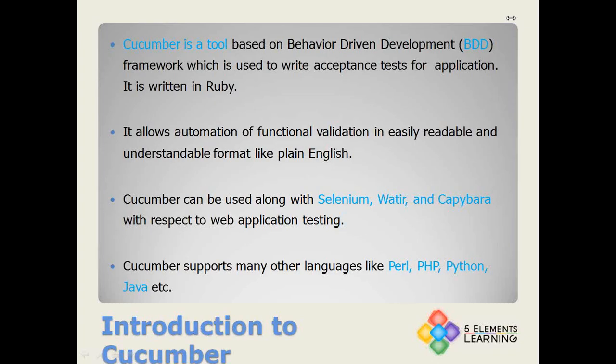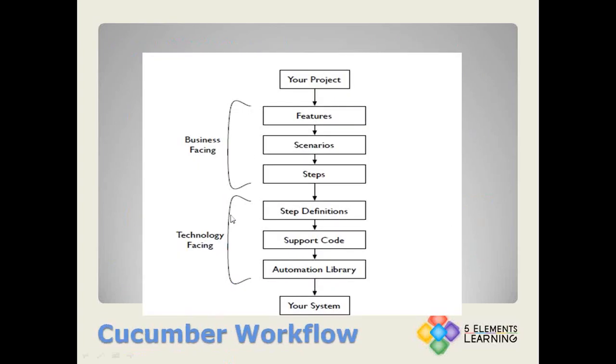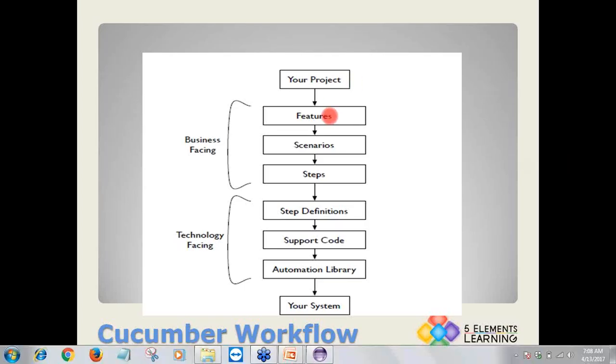So whenever we create a project in Cucumber, it has got two phases. One phase is called the business phase and the other is called the technical phase. The business phase is where we have got our feature files followed by scenarios which can contain steps for execution. And then we have got the technical phase where we have got corresponding step definitions for our feature file, automation library, support code, etc.